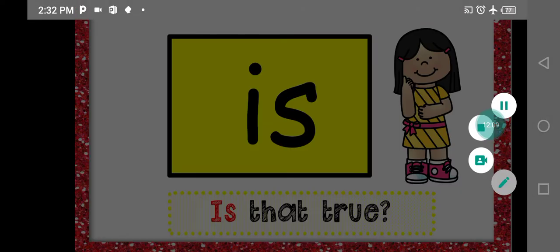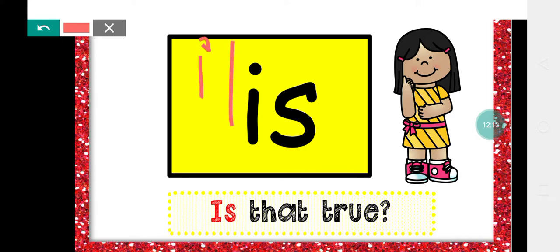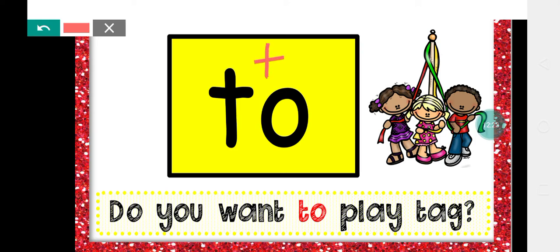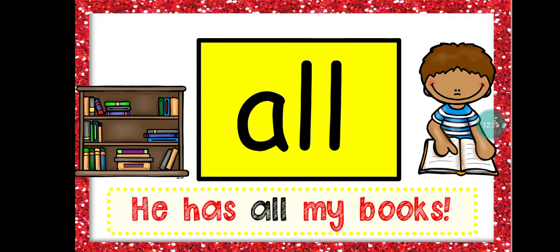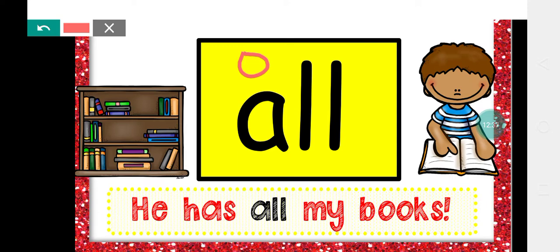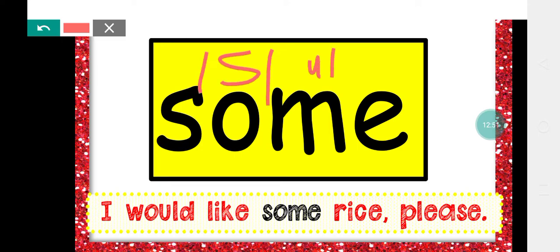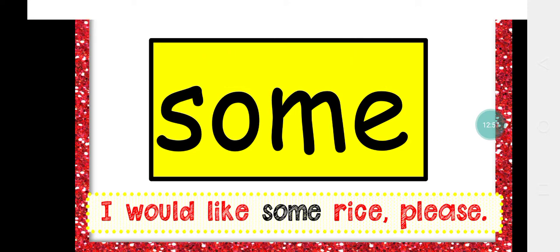Okay. This is tricky word is. Is. Is that true? Okay. This is tricky word two. That's good. Two. Do you want to play tag? Okay, this is tricky word all. He has all my books. This is tricky word some. Some. I would like some rice, please.